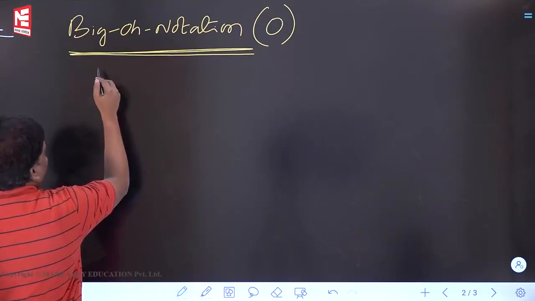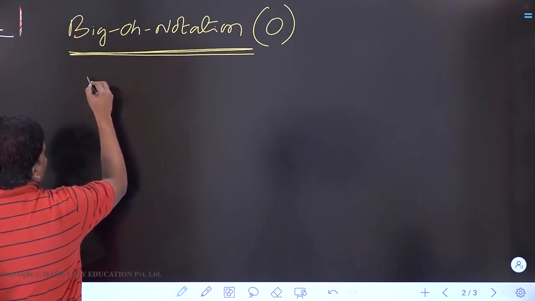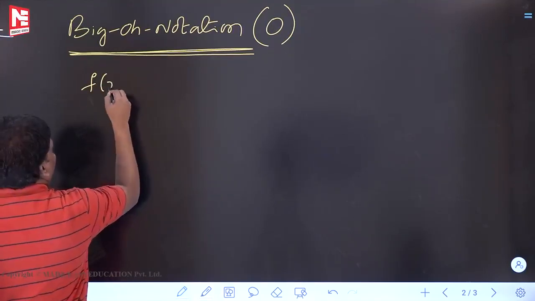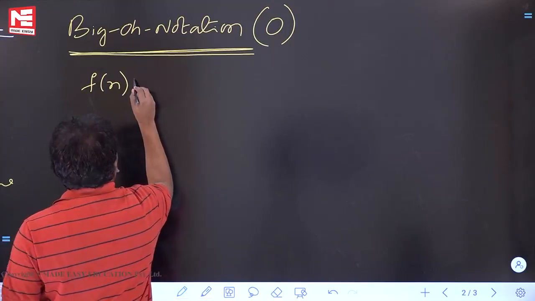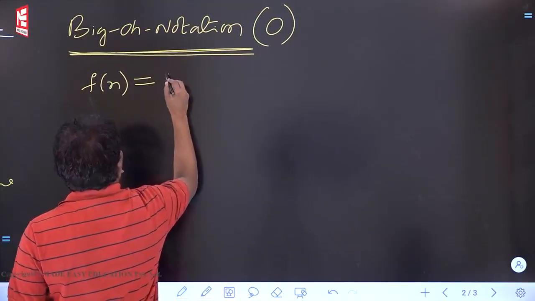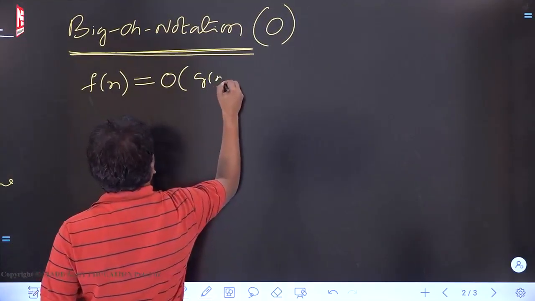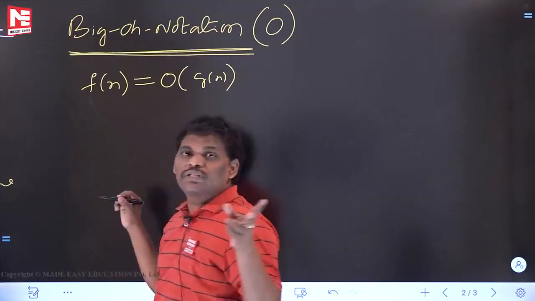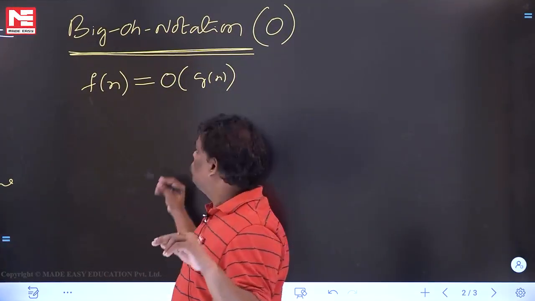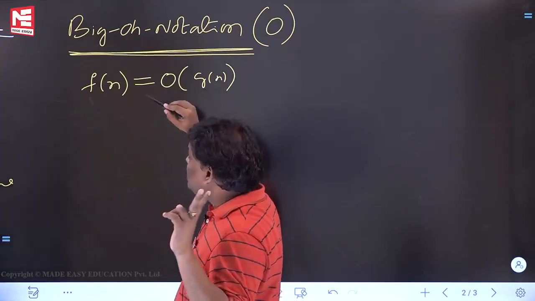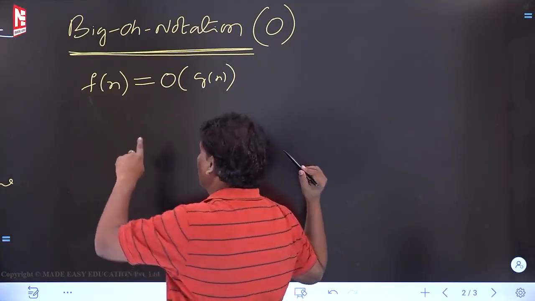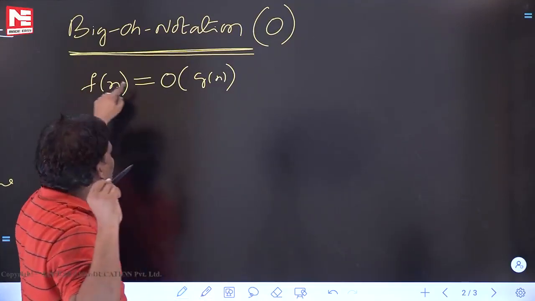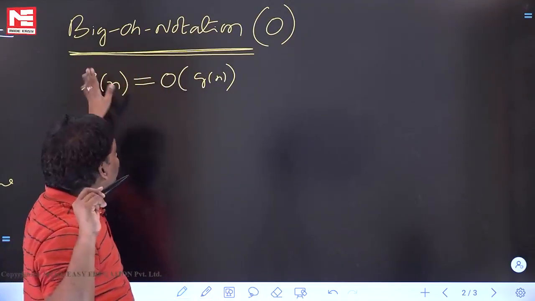As I mentioned to you, I have two functions. Let me write those. f of n equal to big O of g of n. Some people are asking, sir, what is the meaning of this? I have two functions f of n and g of n. I can say f of n equal to big O of g of n. You have two functions.